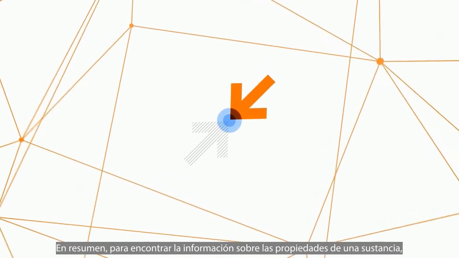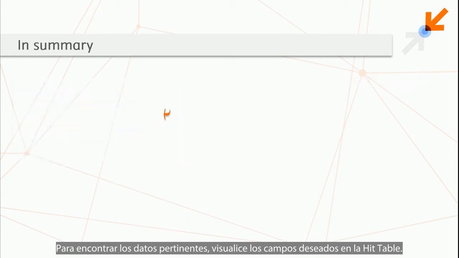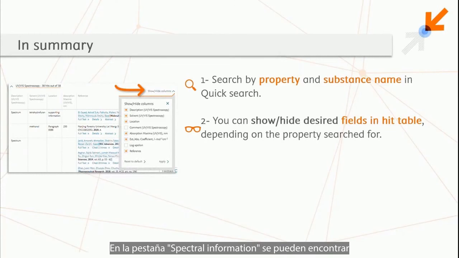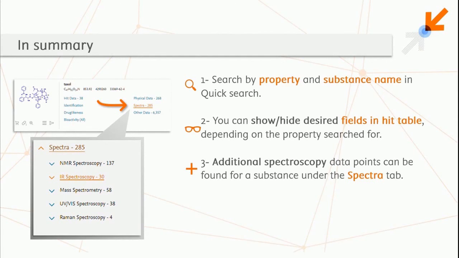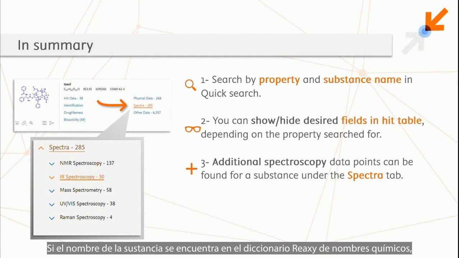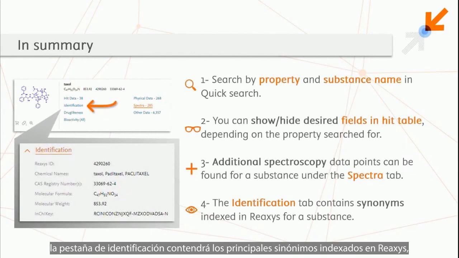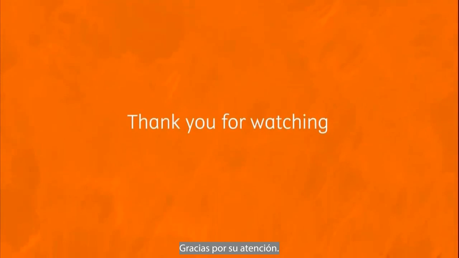In summary, to find property information for a substance, enter the property name and the substance name in Quick Search. To find the relevant data, show desired fields in the Hit table. Remember that available fields will vary depending on the property type searched for. Additional spectroscopy data points can be found for a substance under the Spectra Information tab. If the substance name is in the Reaxys Dictionary of Chemical Names, the Identification tab will contain the main synonyms indexed in Reaxys under Chemical Names.